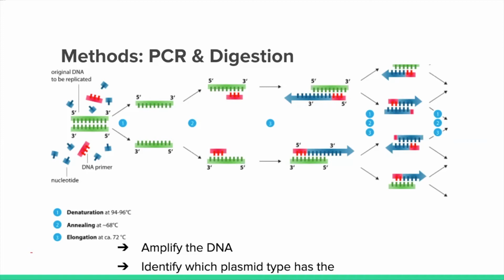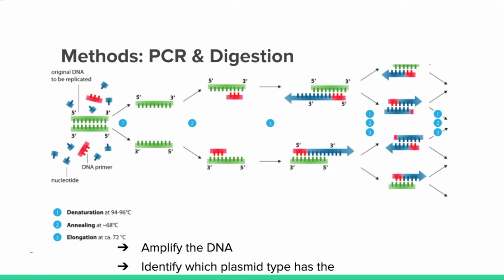First is the denaturation of the DNA, which happens at around 94 to 96 degrees Celsius, and this acts to separate the two strands of DNA so that primers can anneal to them, and then the DNA strands can be elongated with the free base pairs.